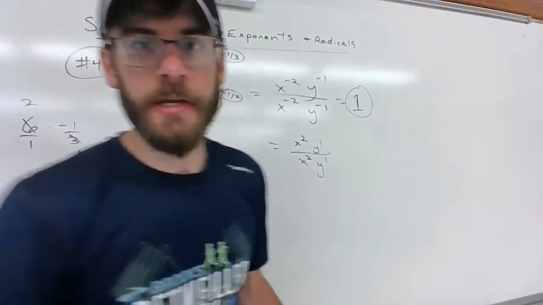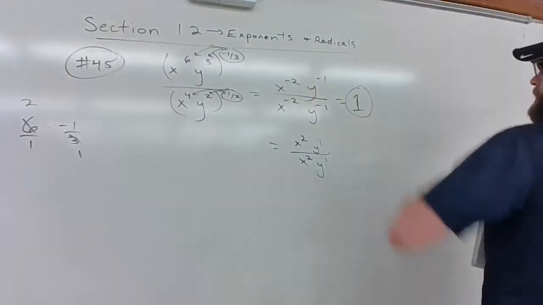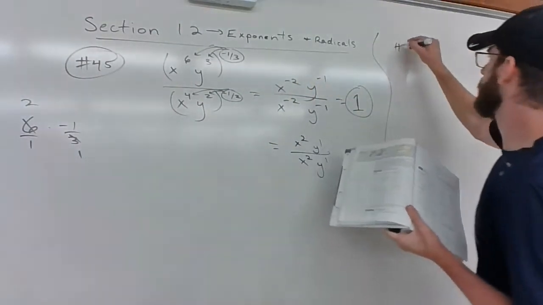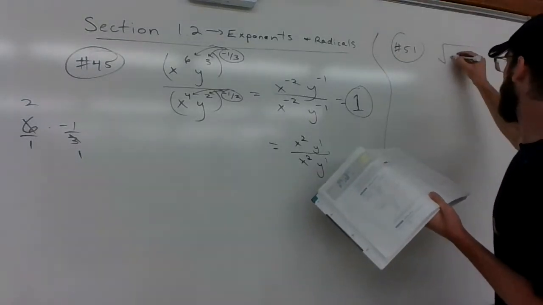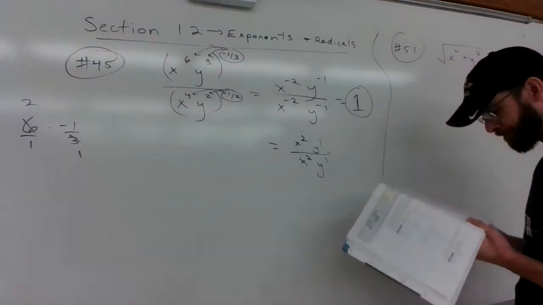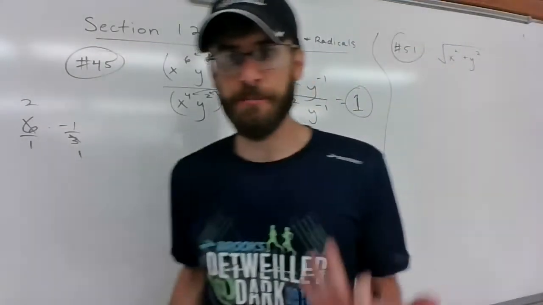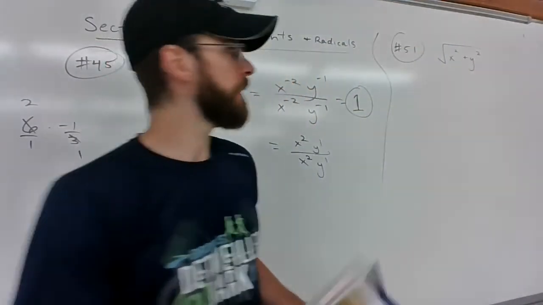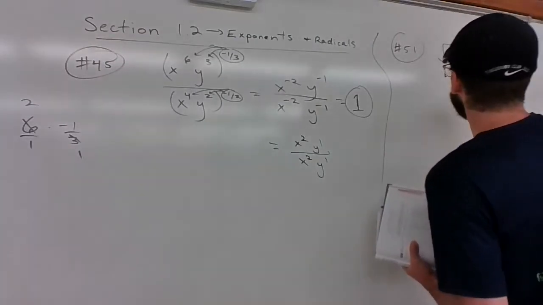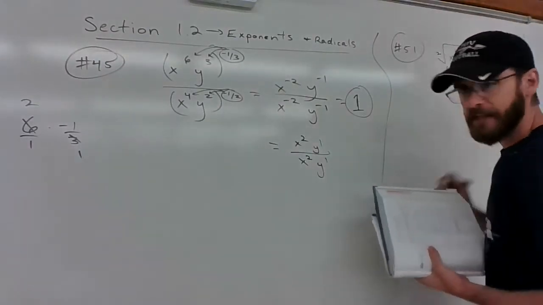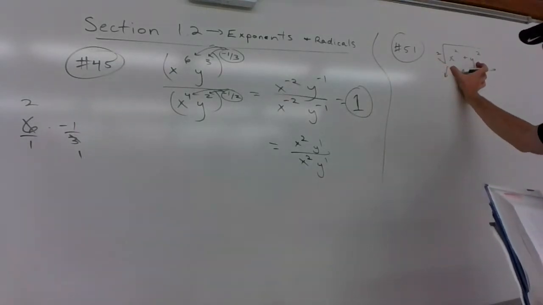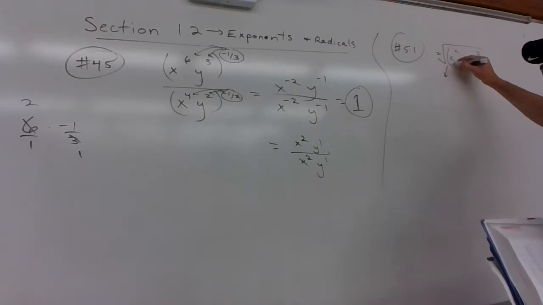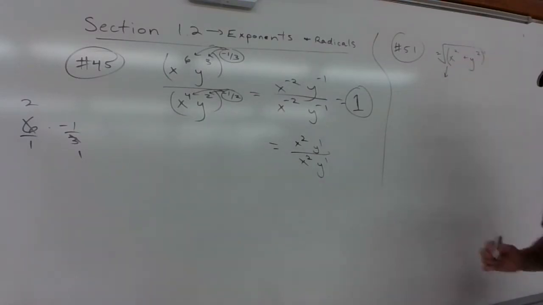Number 51 says, you've got the square root of x squared plus y squared. And they're wanting you to simplify it as much as you possibly can. So this is sort of like a 2 on the outside, right? Square root. And you have to piece this together as if it's the whole quantity to a 1 power.